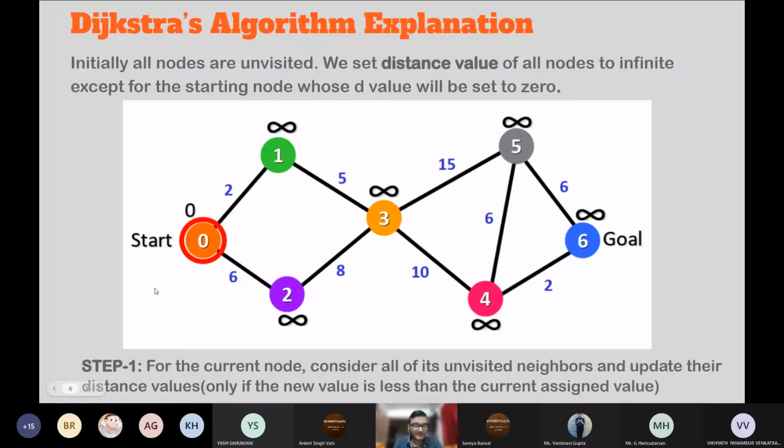So now the first step for this algorithm is to consider all the unvisited neighbors of this current node 0. We have to consider the unvisited neighbors of node 0, node 1 and node 2, and we have to update their distance value only if the new distance value is less than the current distance value. So if we try to update the distance value of node 1, it will be 2, which is less than infinity. So it will be updated. Similarly, node 2 will be updated, as you can see.